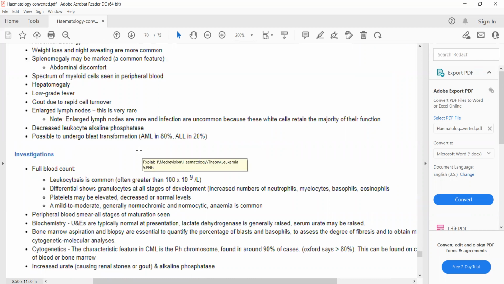In 5% of the cases, chronic myeloid leukemia can transform into acute myeloid leukemia. And you all know what acute myeloid leukemia is. In acute myeloid leukemia, there will be blast cells in the bone marrow.